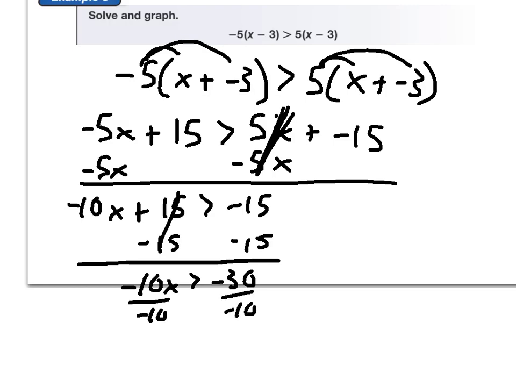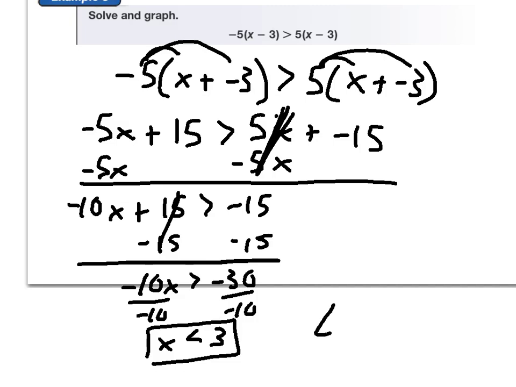And again, I'm dividing by a negative on both sides. That means I flip the sign. And negative 30 divided by negative 10 is 3. So here's my solution to the equation, or to the inequality, sorry. And now I need to graph that.